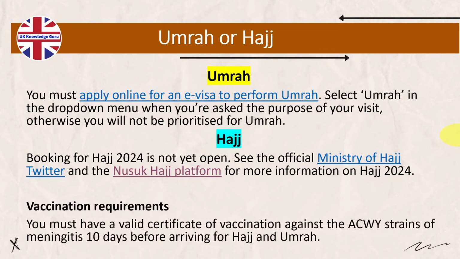You also need a vaccination for meningitis 10 days before you arrive for Hajj and Umrah. So it's very important. Your certificate must be valid, and if you don't have that, they won't let you in. So for the visa requirement as well, you need that. When you apply for the visa, they will ask you for that.